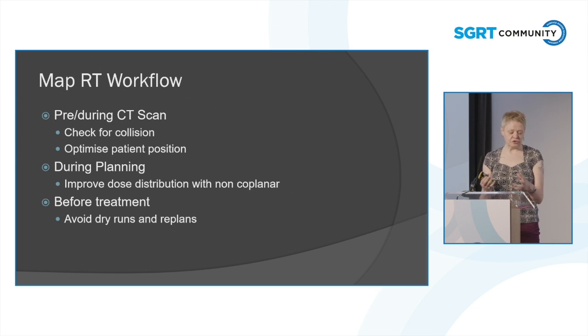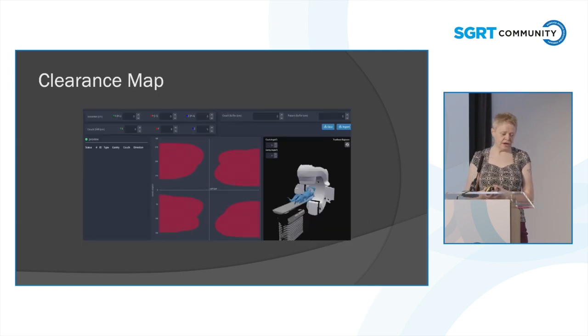So we've got a plan on the system. We want to check, can we treat it? And we export it into MapRT and double check. So it eliminates the need for dry runs and re-plans. And there's the clearance map. As you've seen before, the areas in red are areas that are going to collide, and anywhere in the dark blue background is where you can actually physically bring a field in through.